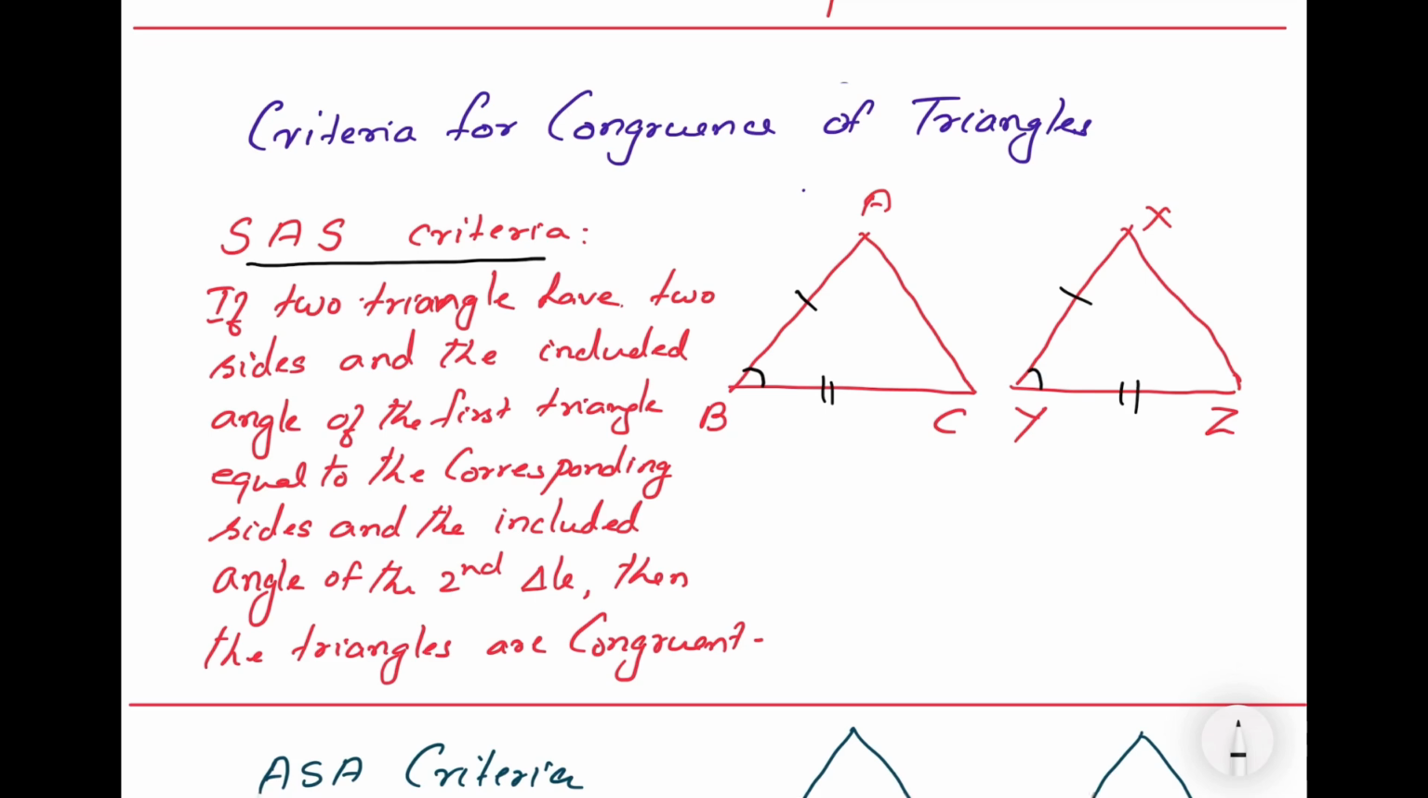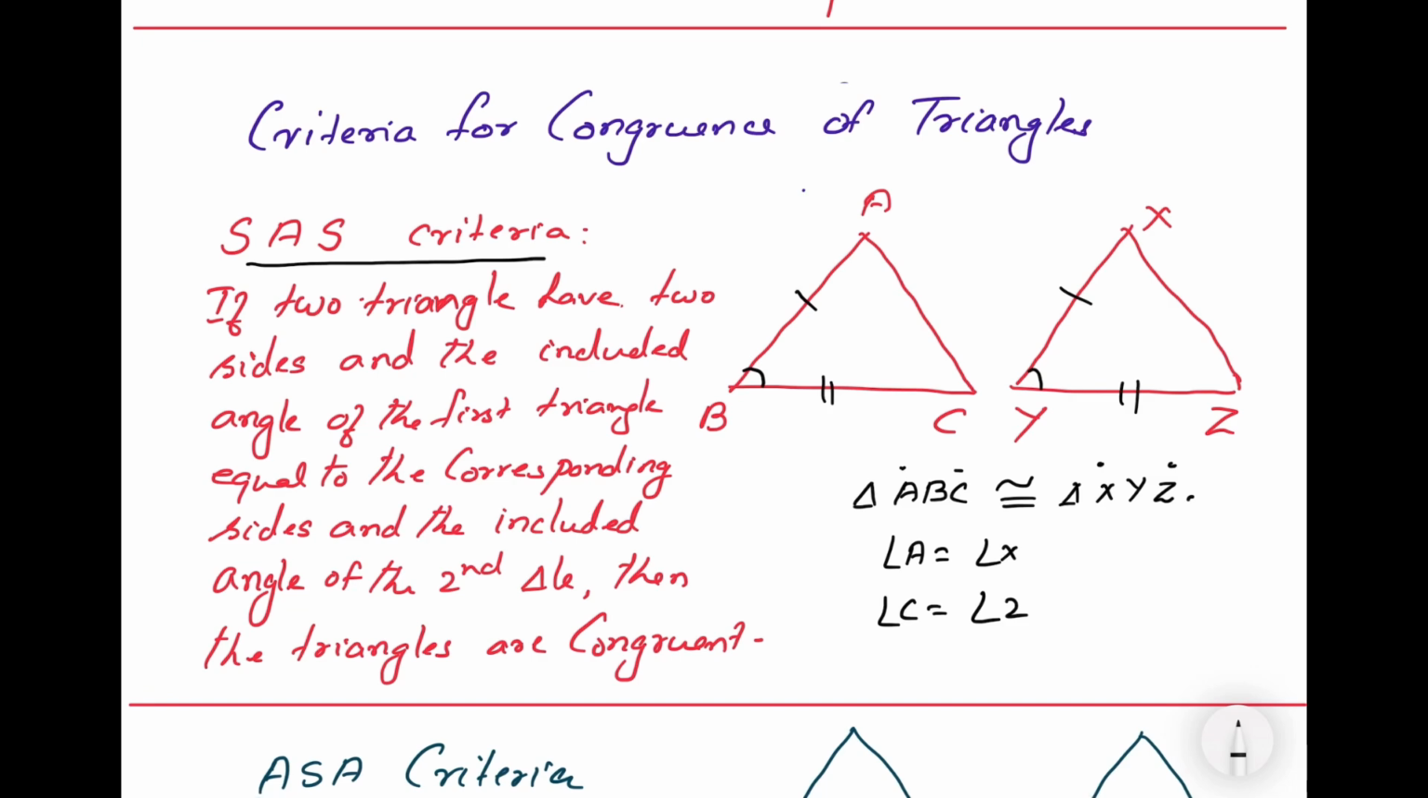Suppose we have this data, that is AB equal to XY, BC equal to YZ and the angle in between, B equal to Y. If these three data are available, we can say the triangle ABC, again the same sequence we have to take, so ABC if I am starting, then triangle XYZ. Automatically the other three things, that is angle A, will be equal to angle X, and angle C will be equal to angle Z.